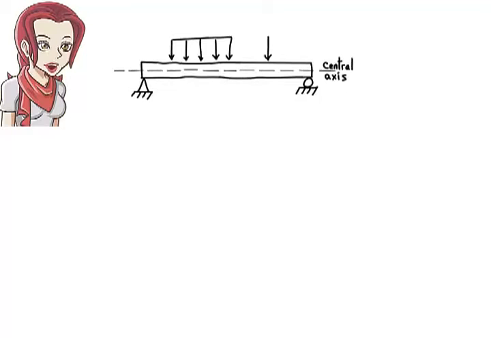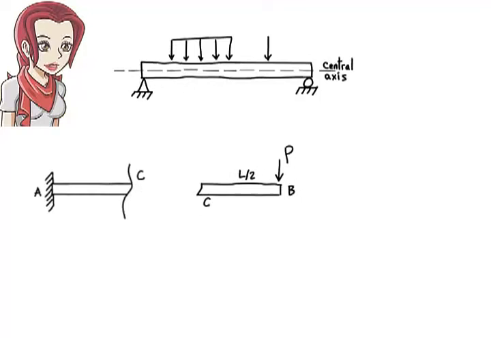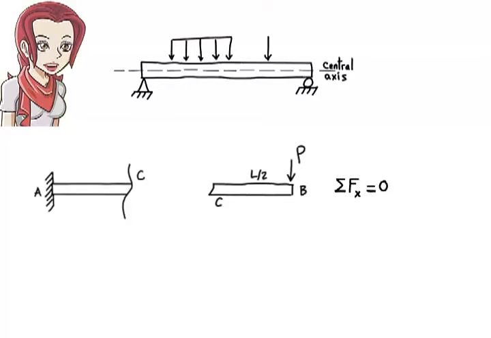Consider a cantilever beam subjected to a concentrated load at its free end. Suppose we conceptually cut the beam at its midpoint and choose to examine its right segment. Since the conditions of equilibrium must be satisfied for the segment, then we can write: the sum of the forces in the x direction must be zero, the sum of the forces in the y direction must be zero, and the sum of the moments about, say, point C must be zero.